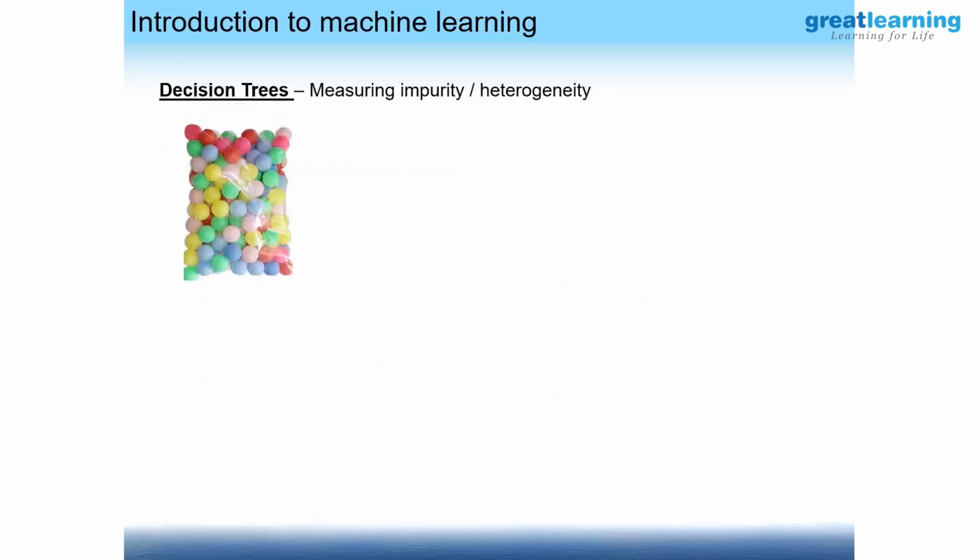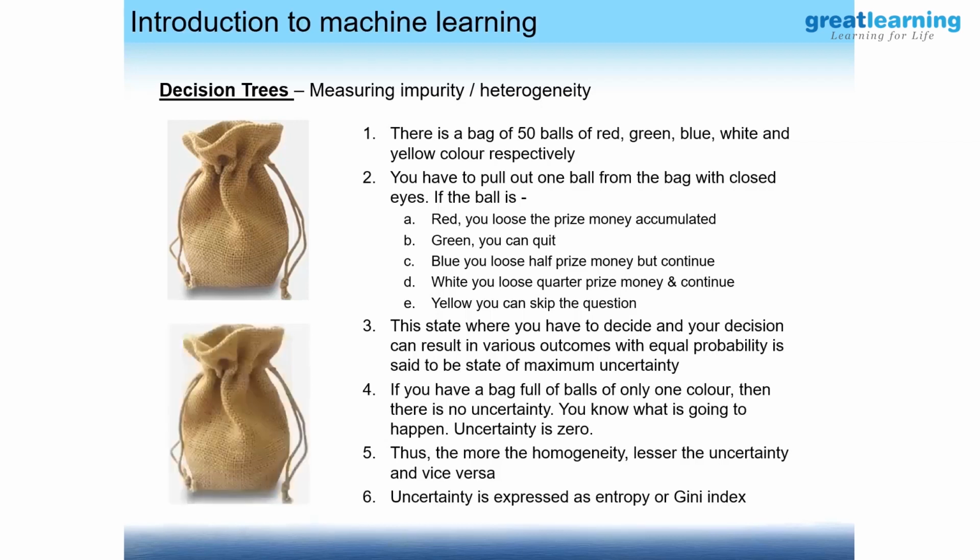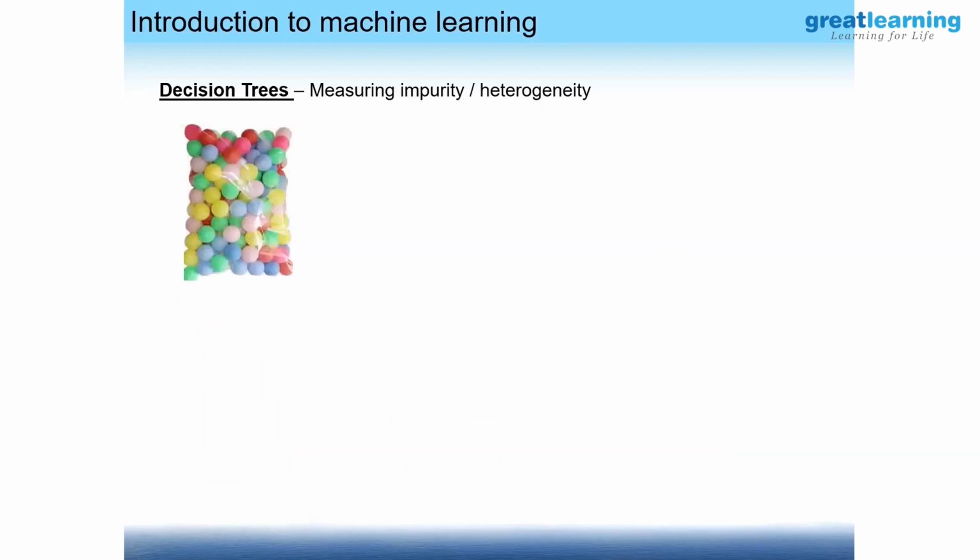So this is an experiment which I was trying to do. You have a bag full of colored balls. This bag is covered inside a cloth bag, and you're asked to pull out one of these balls. You don't know which ball is going to come out, and each color can take you to a different situation. So you don't know what situation you're going to end up in. Maximum uncertainty. On the other hand, if I give you a bag like this and I ask you to pull out the ball, you know what color it's going to be. There is no uncertainty. In short, heterogeneity means entropy.